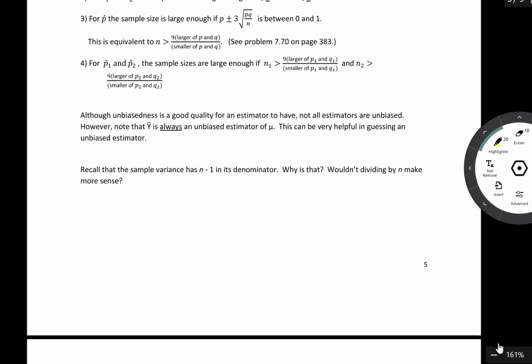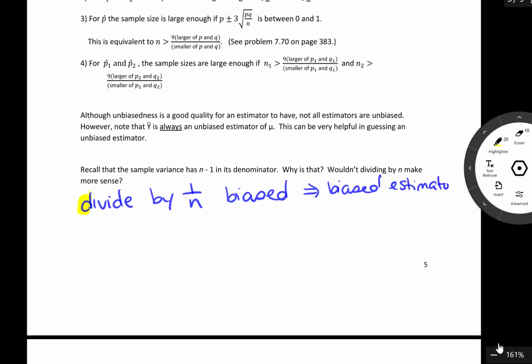Well, it ends up that the reason for this is that if you divide by n, you get a biased estimator. And I'm not going to show it here, but if you divide by n minus 1, you end up with an estimator that's actually unbiased. So that's why you see that in the sample variance.